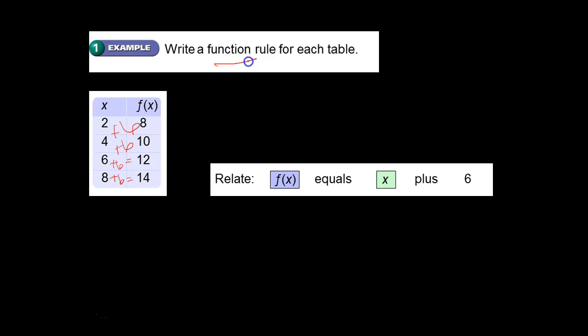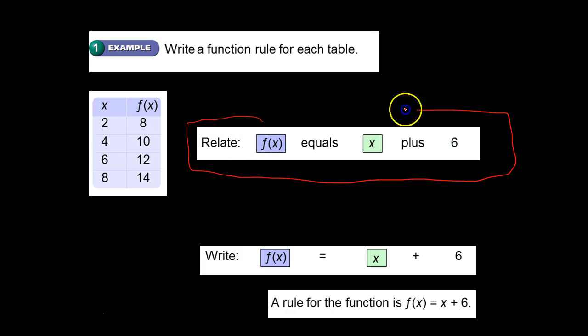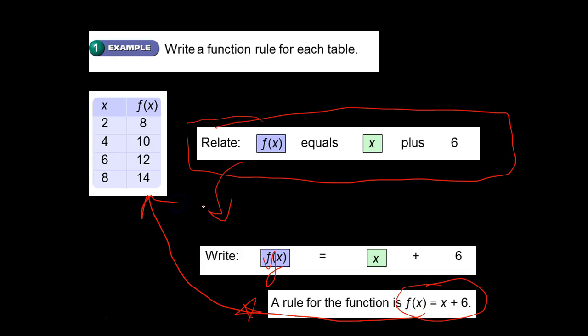So my function rule, this is what I'm trying to create right now, is my function rule. I know my f of x, which is my y, equals x plus 6. So, as you can see, this is what I found for my pattern. I take it and write it into words. So f of x, or my y, equals x plus 6. And then I can write my function rule as this when I was given a table to start.